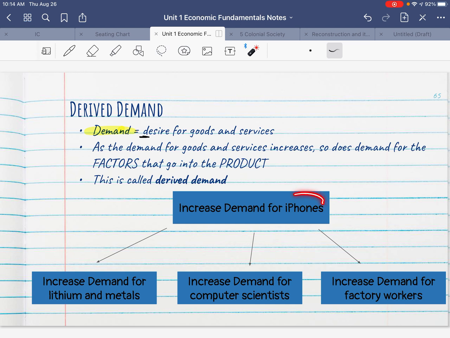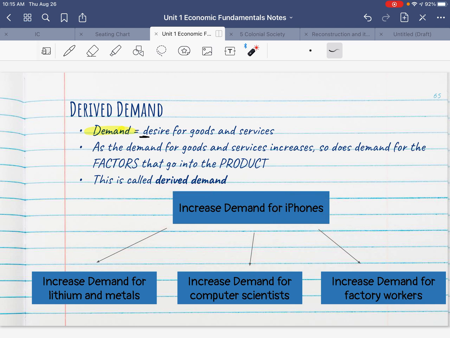If we are demanding iPhones, by default, if we want an iPhone, we are also demanding all the things that iPhones are made of, all the effort, time, energy, and resources that went into making that iPhone. So that means we are demanding more lithium-ion batteries and different metals and plastics that go into the iPhone. We're demanding the computer scientists that make the apps and the software, and we're demanding the factory workers that put together the different hardware so that when you turn on the phone, it works. So increased demand for iPhones also means increased demand for all the things that go into making an iPhone, and that is called derived demand.